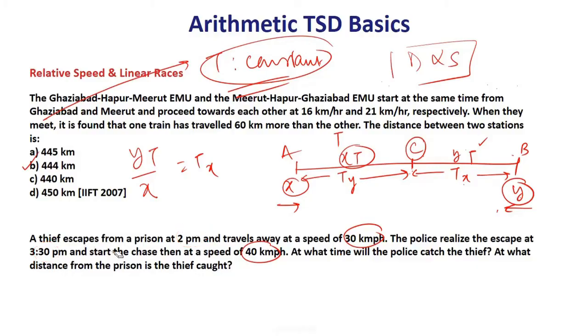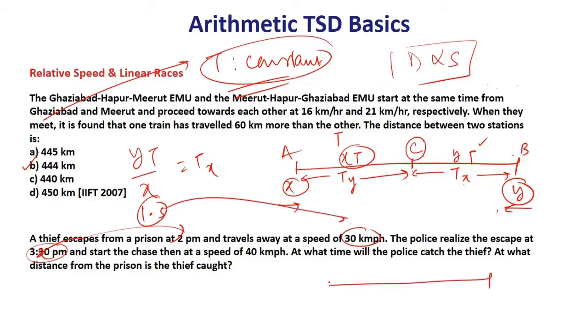So at 2 p.m. he moves and he travels at a speed of 30 km per hour till 3:30, right? Till 3:30 there is no chase. So 1.5 hours multiplied with 30, he has already taken a lead of 45 kilometers. So the thief has a lead of 45 kilometers and the police starts at 3:30.